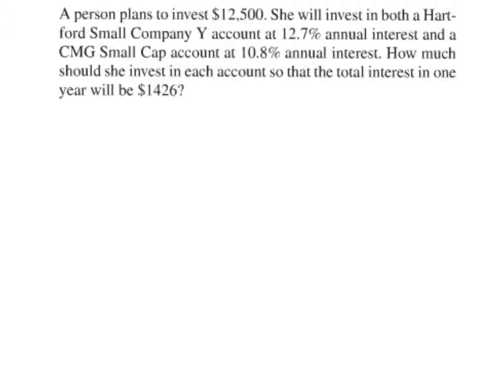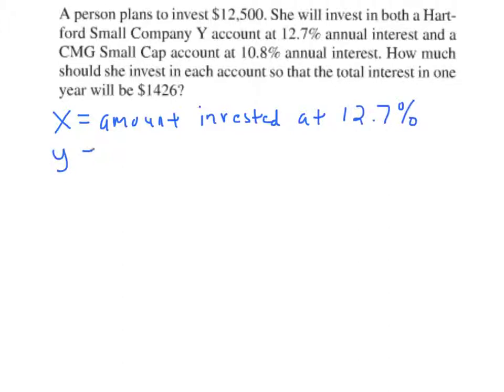So we'll let X and Y represent those two unknowns. So X would be the amount of money invested at the 12.7% interest rate. And we'll let Y be the amount invested at the 10.8% interest rate. So you just want to let X be one amount of money and Y be the other. Now, we need two equations, so we can get our system of equations, and then we'll solve it using one of the methods we know.